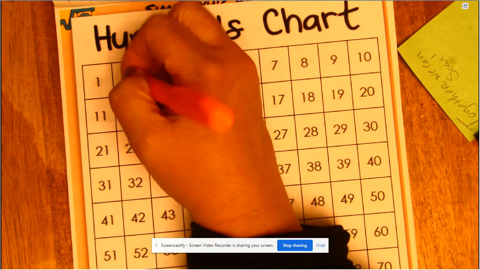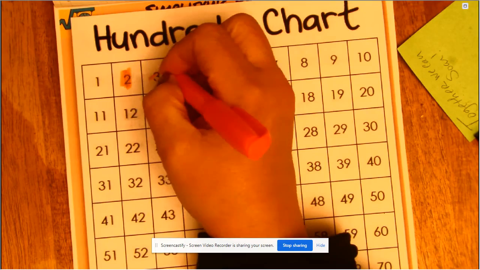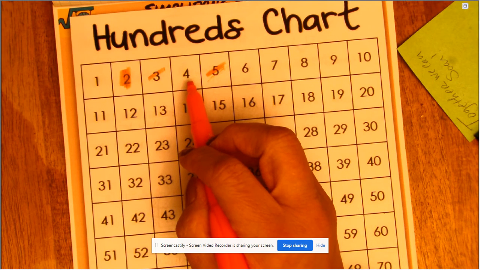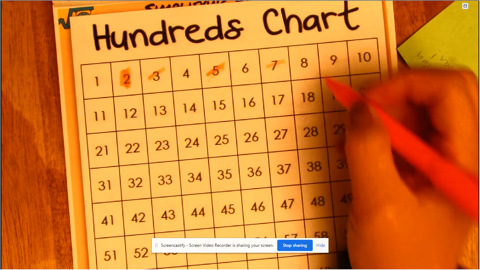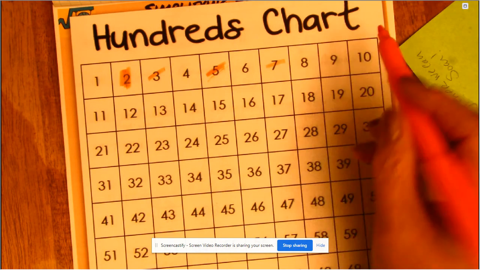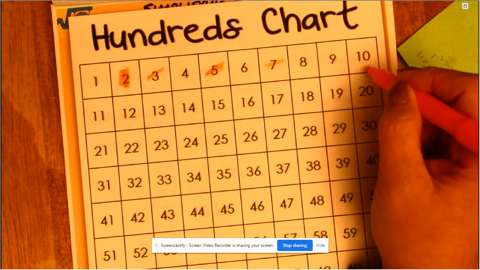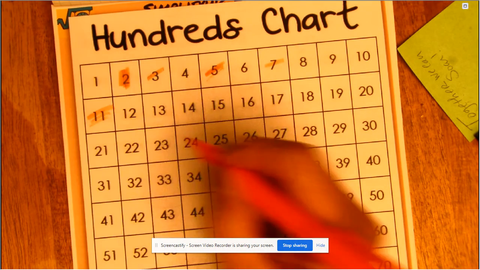2 is the only even prime number, because any even number beyond 2 is always divisible by 2. 3, 5. 4 is not, because it's divisible by 1, 2, and 4. 6 is not, because it's divisible by 1, 2, 3, and 6. 7 is. 8 is not, because it's divisible by 1, 2, 4, and 8. 9 is not, because it's divisible by 1, 3, and 9. 10 is not, because it's divisible by 1, 2, 5, and 10. 11 is, because it's only divisible by 1 and 11.